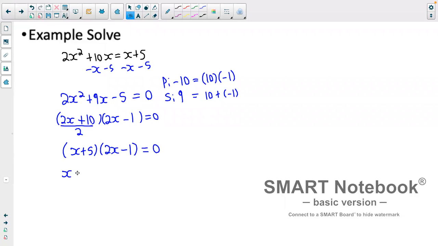Now solving it, we have x is equal to -5. When we have a number in front of our x in our binomial, it can sometimes be a bit more challenging. So if you can't see what the x value would be simply by looking at it, just take the binomial to the side, write it out, and make it equal to 0, and then rearrange to solve for x. So we have x equals -5 as well as 1/2.